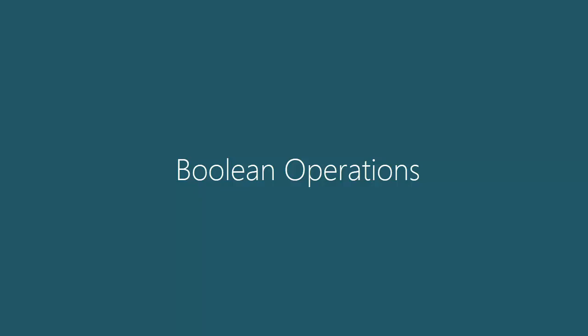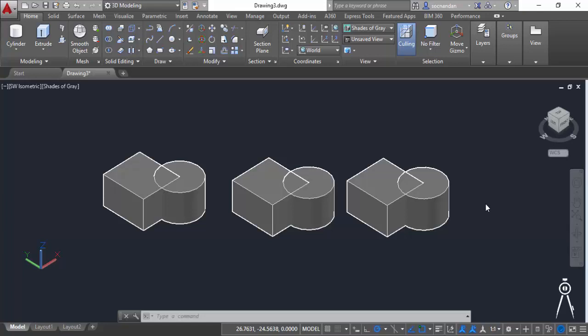In this lesson, I will tell you about Boolean operations in AutoCAD 3D. So here we have these three geometries which are completely similar to each other, and all of these geometries are made with a cube here and a cylinder here. So in all of these geometries we have these two separate entities. Now we'll start with making a union in the first geometry.